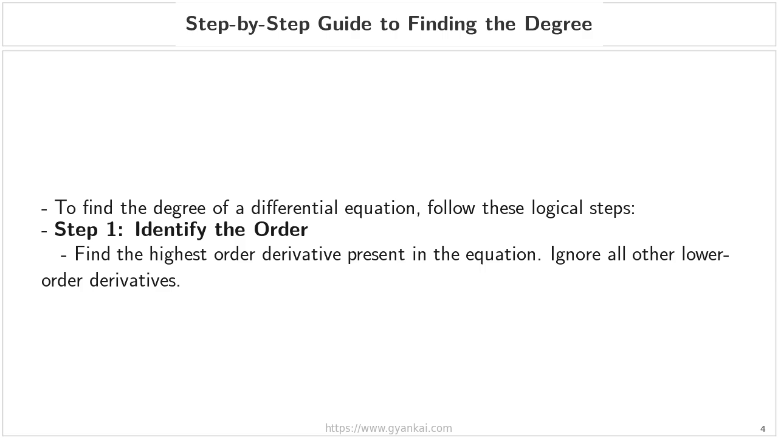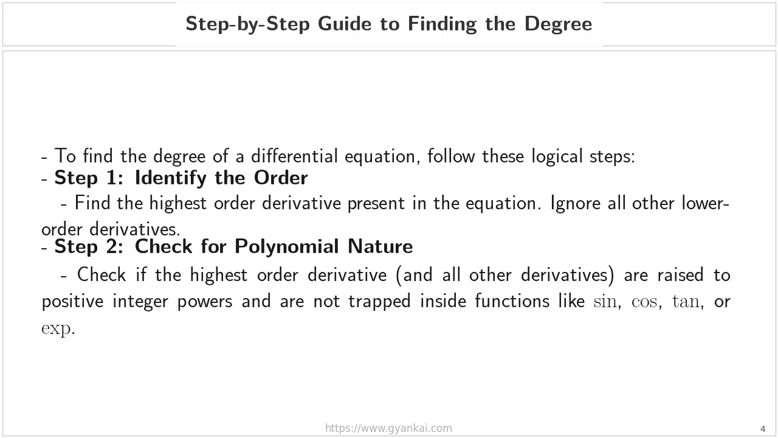Your first task is to scan the entire equation and locate the highest order derivative present. Once you have found it, you can essentially ignore all the other, lower order derivatives for a moment. They won't affect your determination of the order. Step 2, check for polynomial nature. This is a crucial step that we discussed in the previous slide.